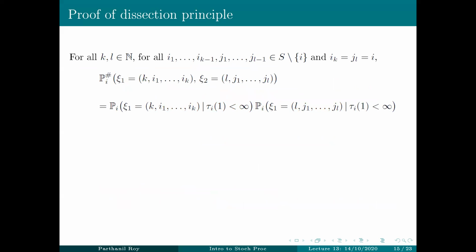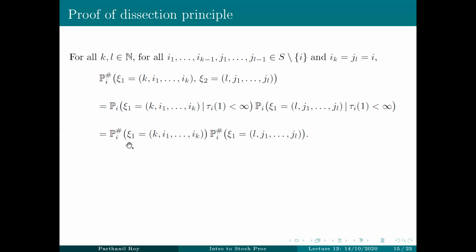So let's summarize what we have achieved. For the states on which we have to prove things, other than that the statement is trivial, you take i_1 to i_{k-1} and j_1 to j_{l-1} all not equal to i, and i_k and j_l equal to i. Then under Pi hash, this probability is equal to the product of these conditional probabilities, which equals Pi hash of xi_1 taking this value and Pi hash of xi_2 taking this value, and that completes the proof of star.